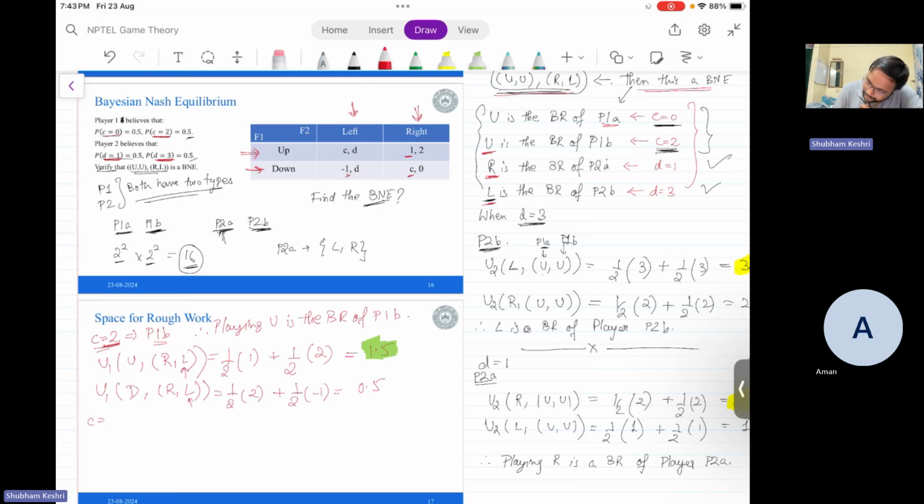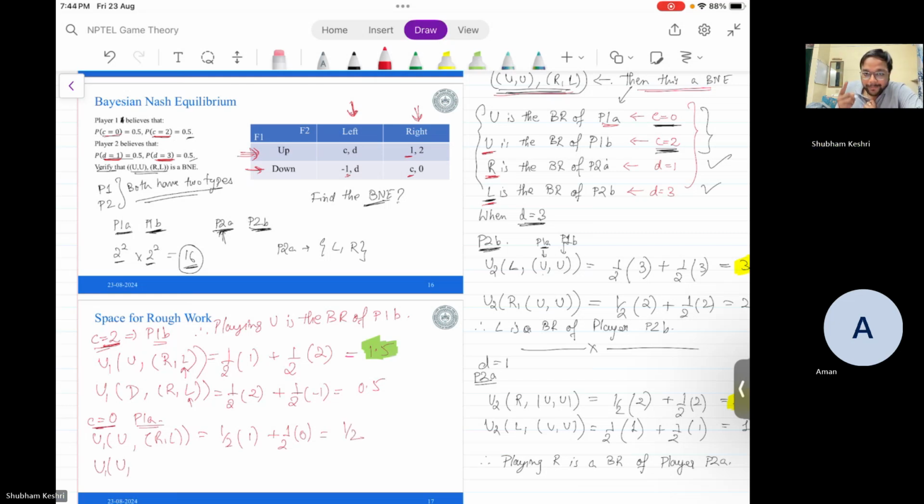Now, when C is equal to 0, we are talking about player 1A. U1, when player 1A is playing U and player 2 is playing R comma L, half of the time he is playing U and player 2A is playing R, he will get a utility of 1. And half of the time player 2B is playing L, he will get a utility of C. Alright, so over here C is equal to 0.